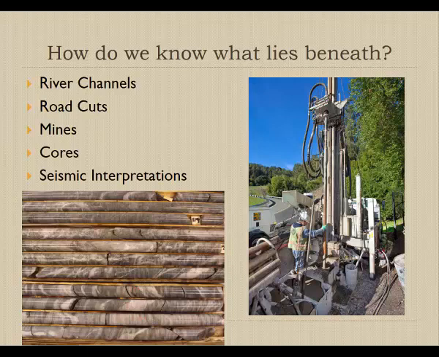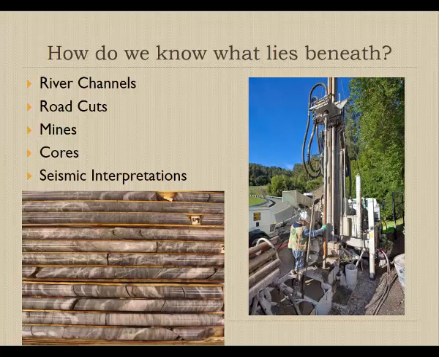So we can use clues in places where nature has already exposed the area under the ground, like river channels, or we can use areas where humans have worked to expose what's under the ground, such as road cuts or mines. Also, geologists do a lot of core sampling. So the photographs I have here are of this big kind of hollow drill that's used to go down into the earth and pull out a bunch of segments of rock that you can see on the left-hand side of the slide, and then we can learn about what's under the ground that way.